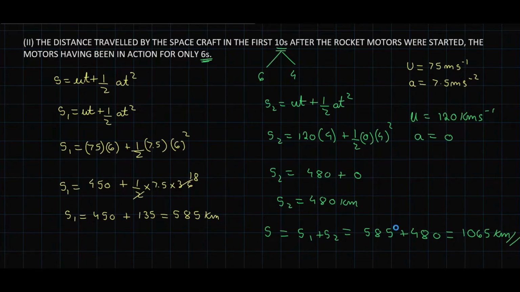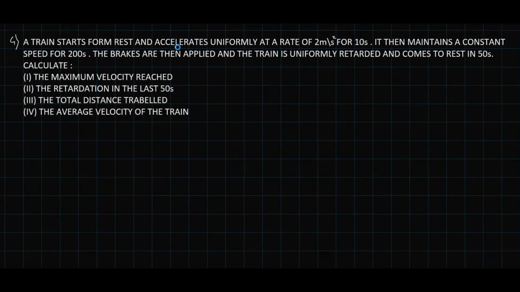Let's move on to the next question. A train starts from rest and accelerates uniformly at a rate of 2 meters per second squared for 10 seconds. It then maintains a constant speed for 200 seconds. The brakes are then applied and the train is uniformly retarded and comes to rest in 50 seconds. We have to calculate the maximum velocity reached. What we first do is write the data down. Because the train starts from rest, the initial velocity u equals 0.